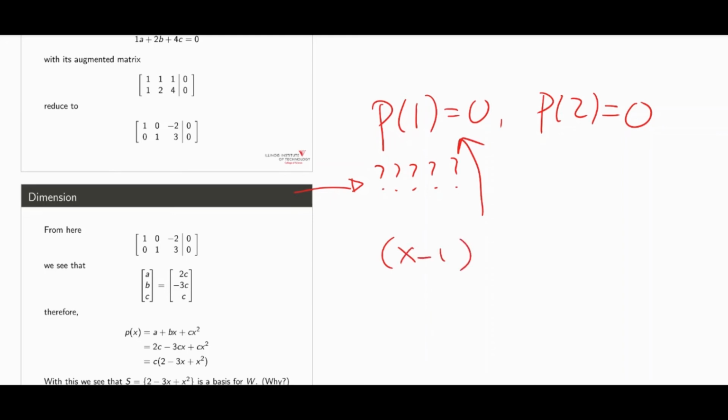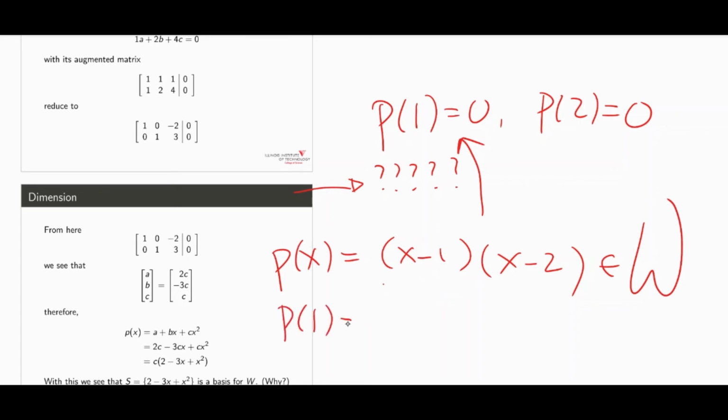All right, so if you try to factor your polynomial p of x, p of x must have this as one of its factors. And if you need to have p(2) equal to 0, then your polynomial must also have this kind of factor. So in fact, a polynomial of this form will be in W. Do you agree? Polynomial of this form, obviously you can see that p(1) is 0, p(2) is 0.